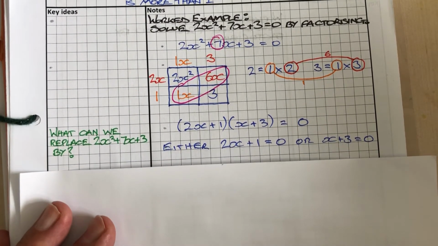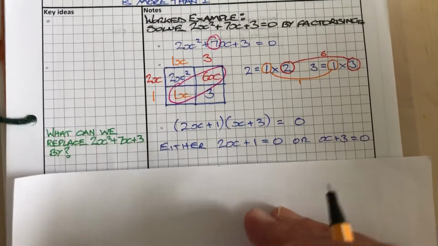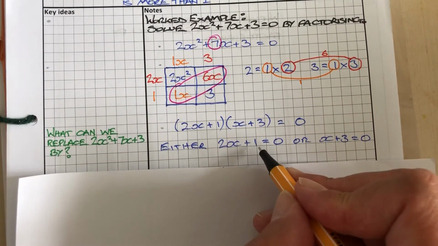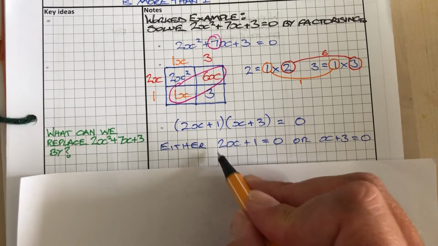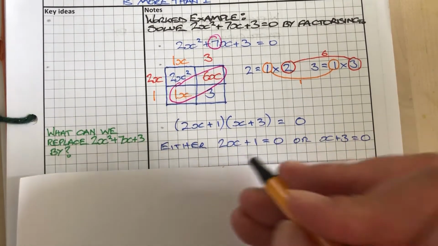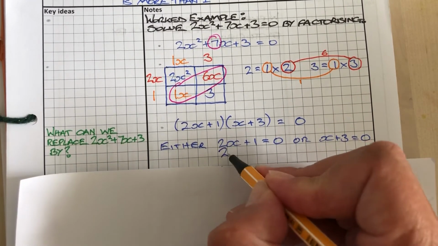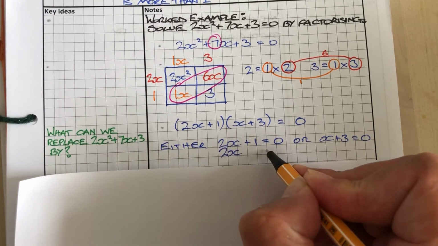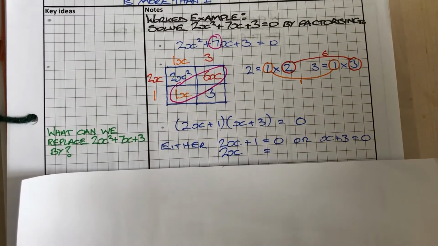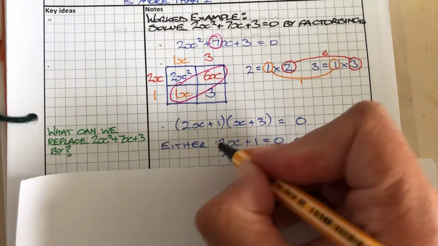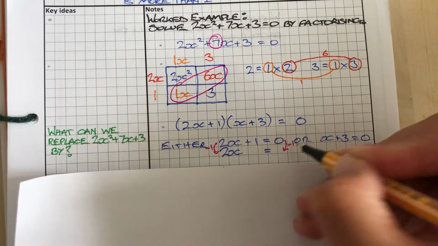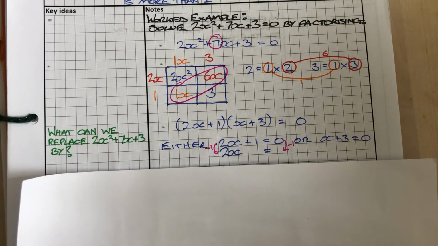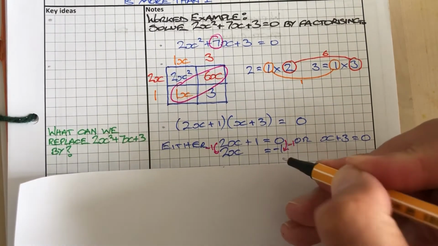If it's the first number that's 0, then 2x add 1 is 0. I don't want 2x add 1 equals 0. I want x on its own. A number times by 2 and add 1 is 0. The last thing that happened was the add 1. Get rid of it. How do you get rid of an add 1? You take 1 away from both sides. So 2x is minus 1.